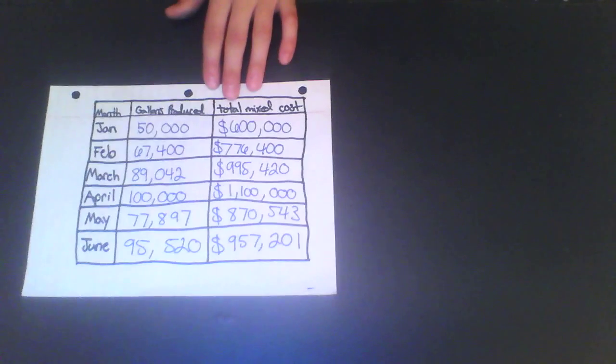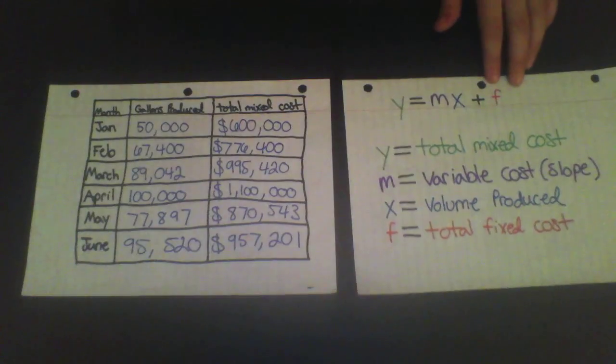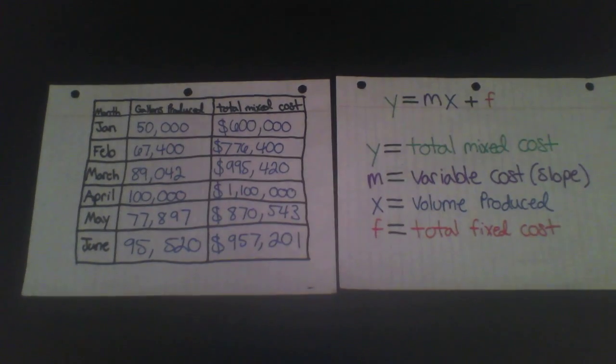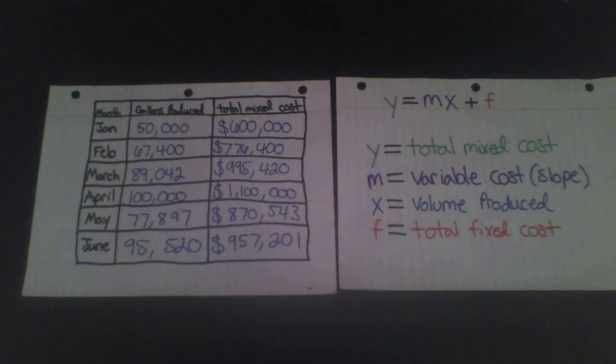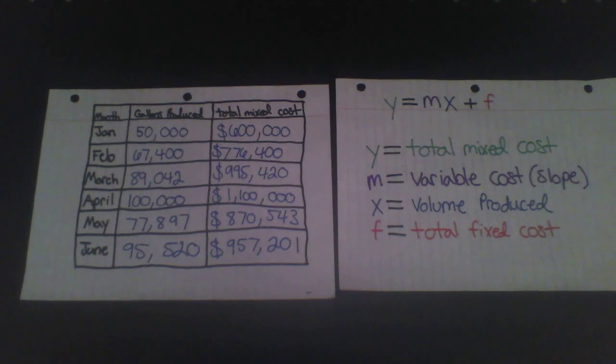So we have the first 6 months of a year here on a table, and here's the equation that we're trying to create. Y equals mx plus f. The y is total mixed cost, m is the variable cost, which is the slope we will be solving for in a minute. X is the volume produced, that is the gallons right there. And F is total fixed cost.